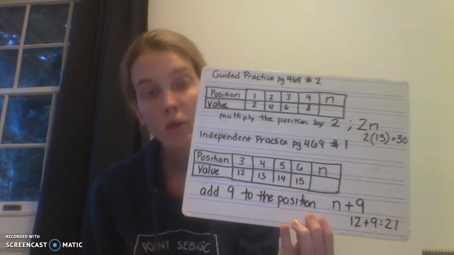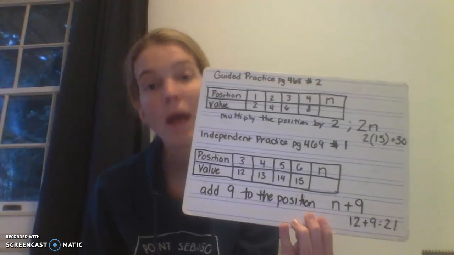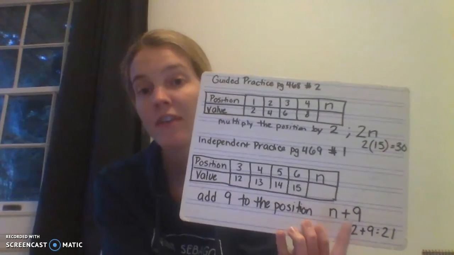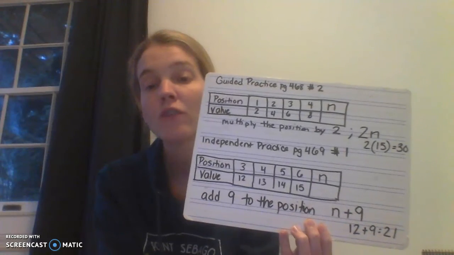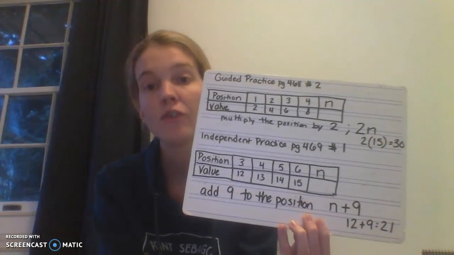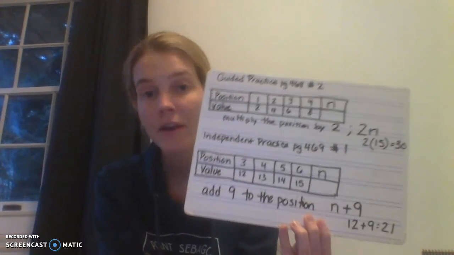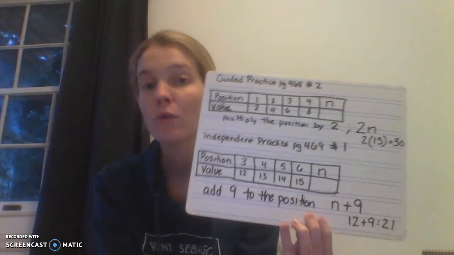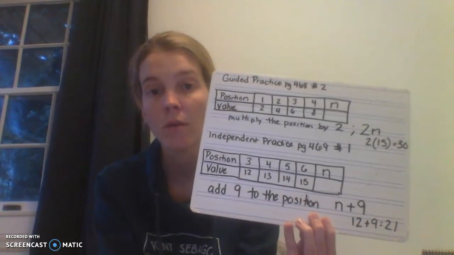Then the second part of the question where it asks you to find the 12th term, again, it's not asking you to find the next term, which would be the 7th term. It's asking you to find the 12th term. Okay, so you would have to do, instead of having an n there, you would plug in 12. 12 plus 9 equals 21. So your answer would be 21.